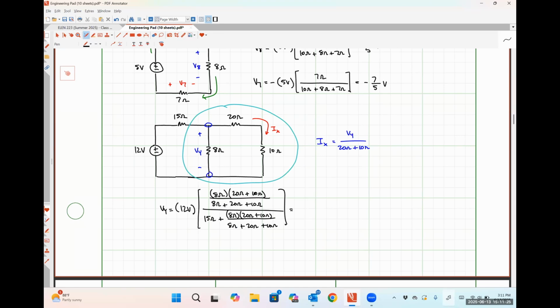Throwing this into my calculator real quick, I'm going to have 12 times 8 times 30 over 8 plus 30 over 15 plus 8 times 30 over 8 plus 30 comes out to be 32/9 of a volt.